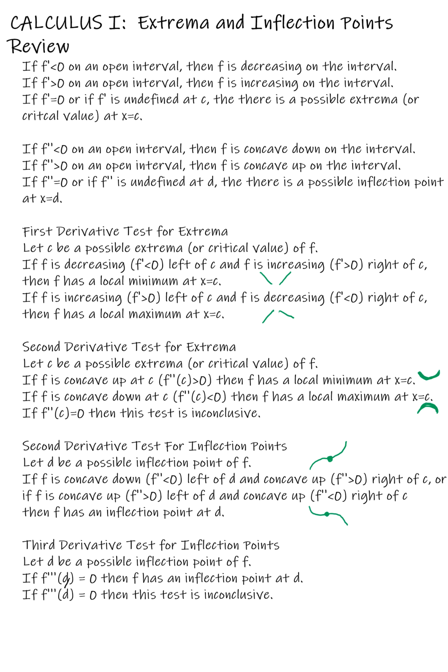There is also a third derivative test for inflection points. This one is fantastic. Again, we start with a possible inflection point, but if things got moved around. If the third derivative is not equal to 0, then we have an inflection point.